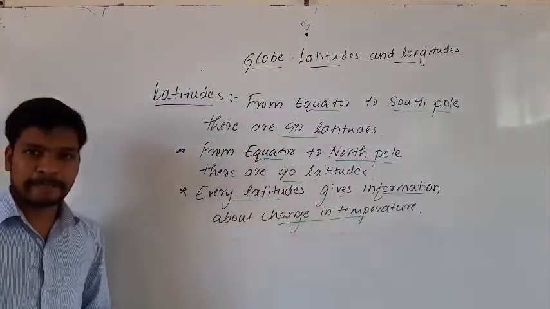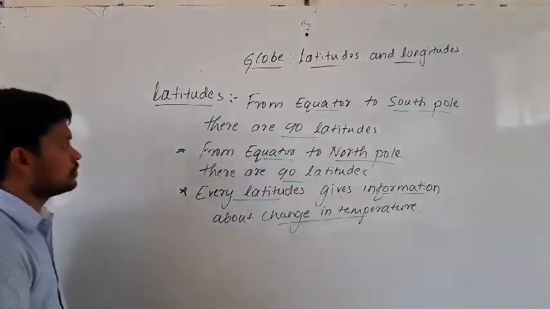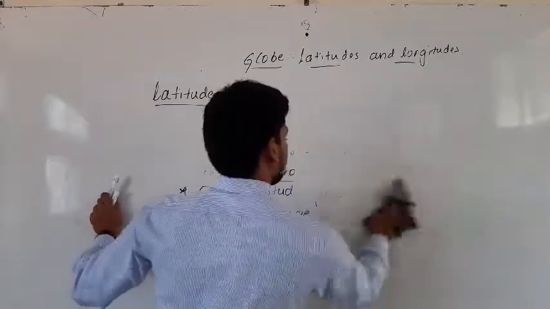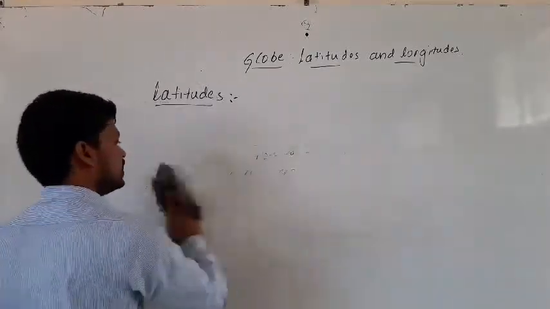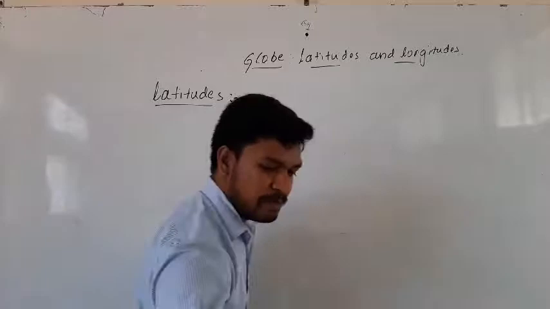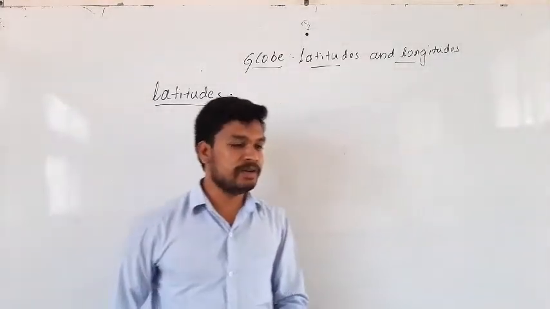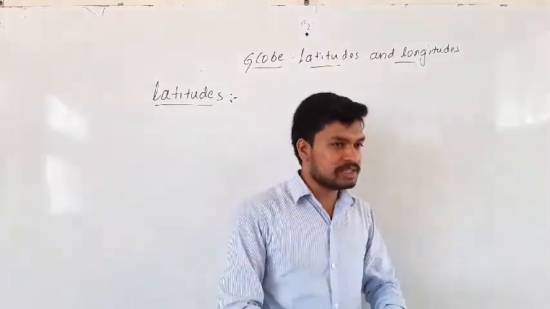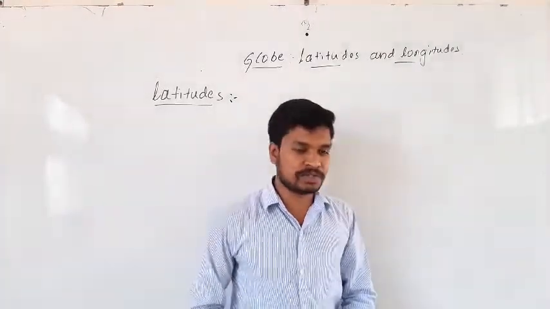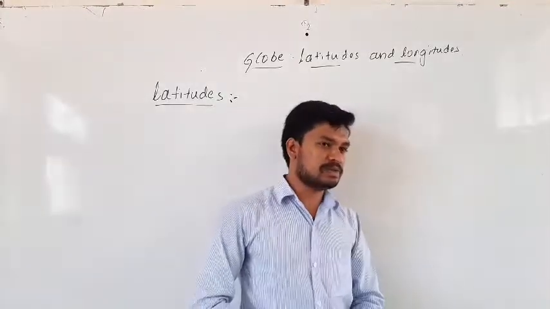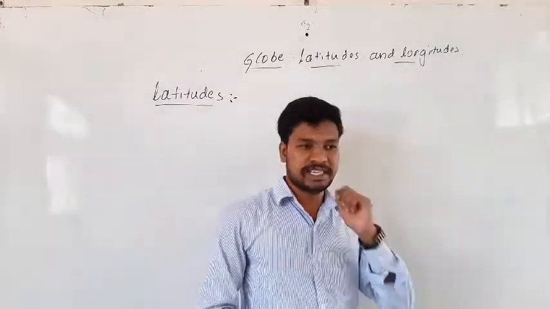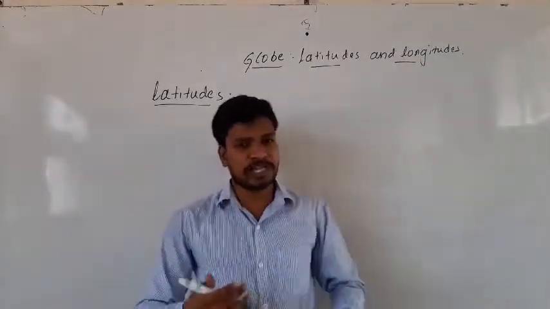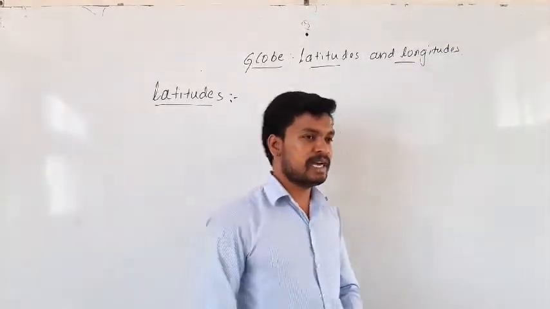Is that over? Okay. There are 5 important latitudes. All these 180 latitudes are important. Among these, we have 5 important latitudes, which exactly give information about change in time, and not only for that, we get many other benefits from them. We'll discuss all those 5 important latitudes.